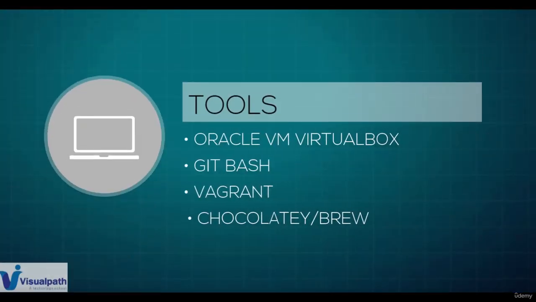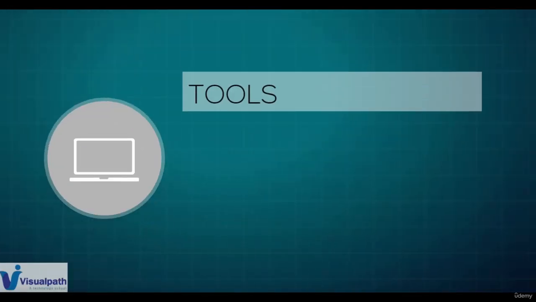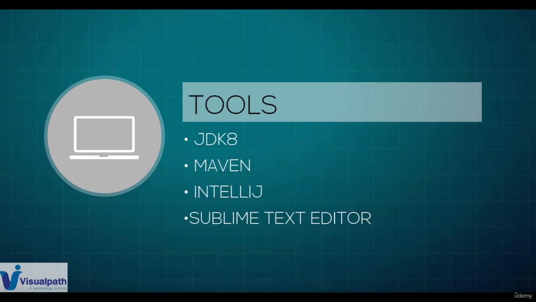We need Oracle VM VirtualBox, Git Bash, Vagrant, and Chocolatey if you're using Windows system, or you can install Brew if you're using Mac OS. Also, we'll need few more tools: JDK8, Maven, IntelliJ, which will be your IDE if you prefer to use something else like Visual Studio, or if you have any other personal preference, you can go with that. We'll be also using Sublime Text Editor, also AWS CLI, and there are few tools like for example Terraform that we'll be setting up in the project itself.